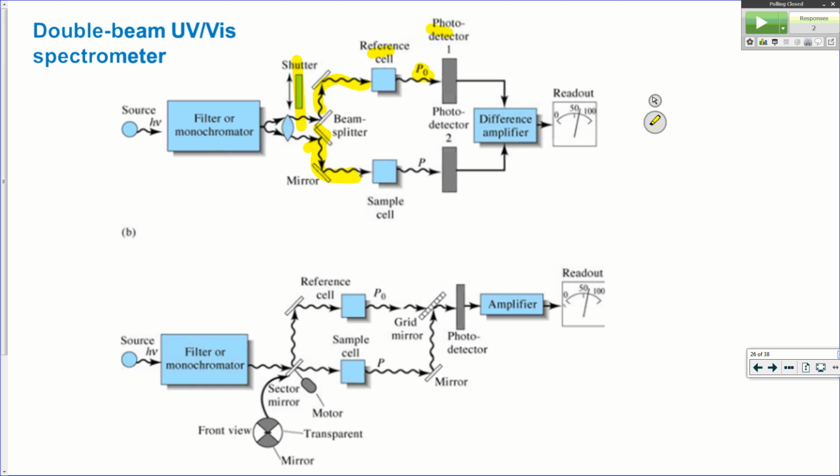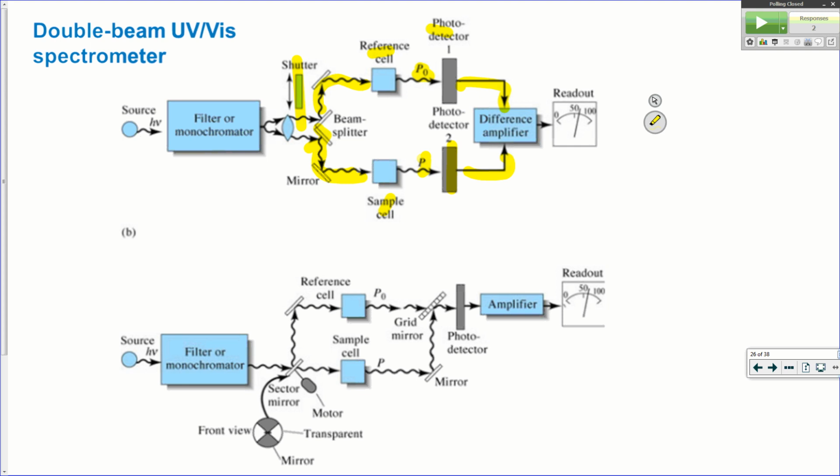The second beam goes through the sample and is reduced to P, and you've got a second detector in the system, and a difference amplifier looks at the two different detectors and takes the difference in the signals. Now, the downside to that is that if the detectors are not given an equal response, you can get a misleading signal. So this is kind of an older technology that we started using to start with.